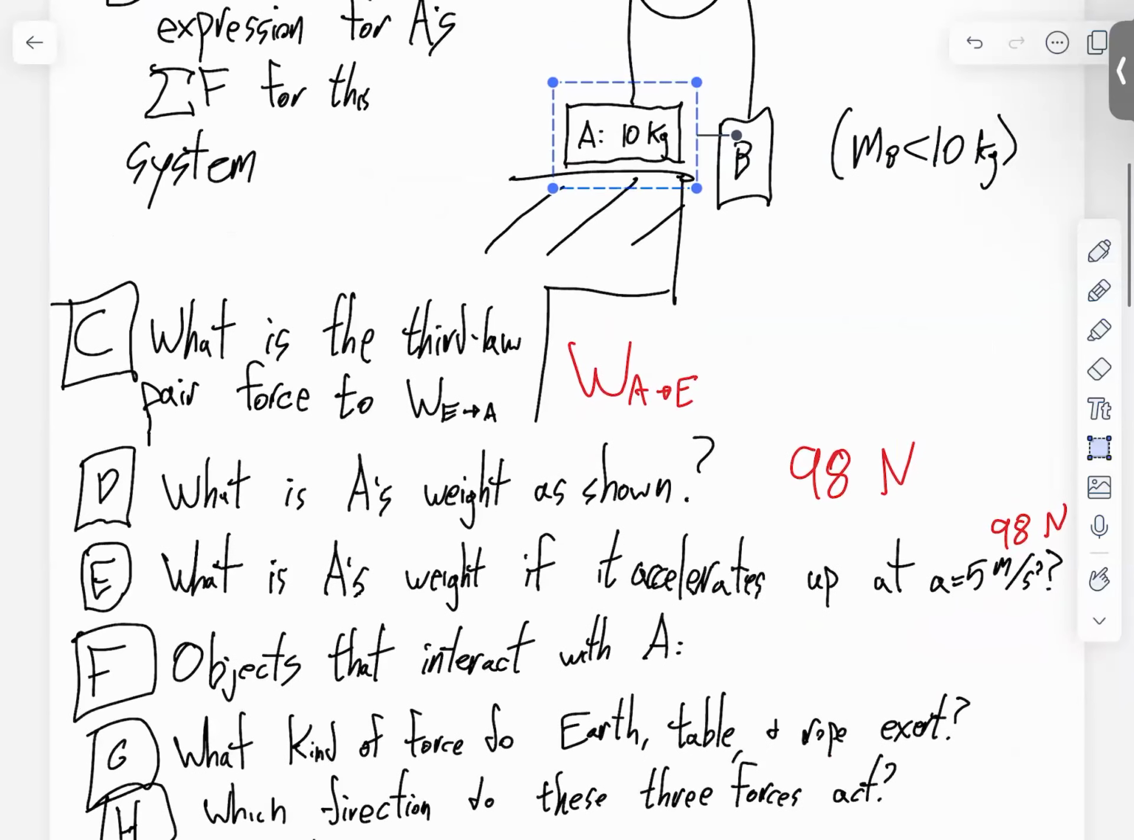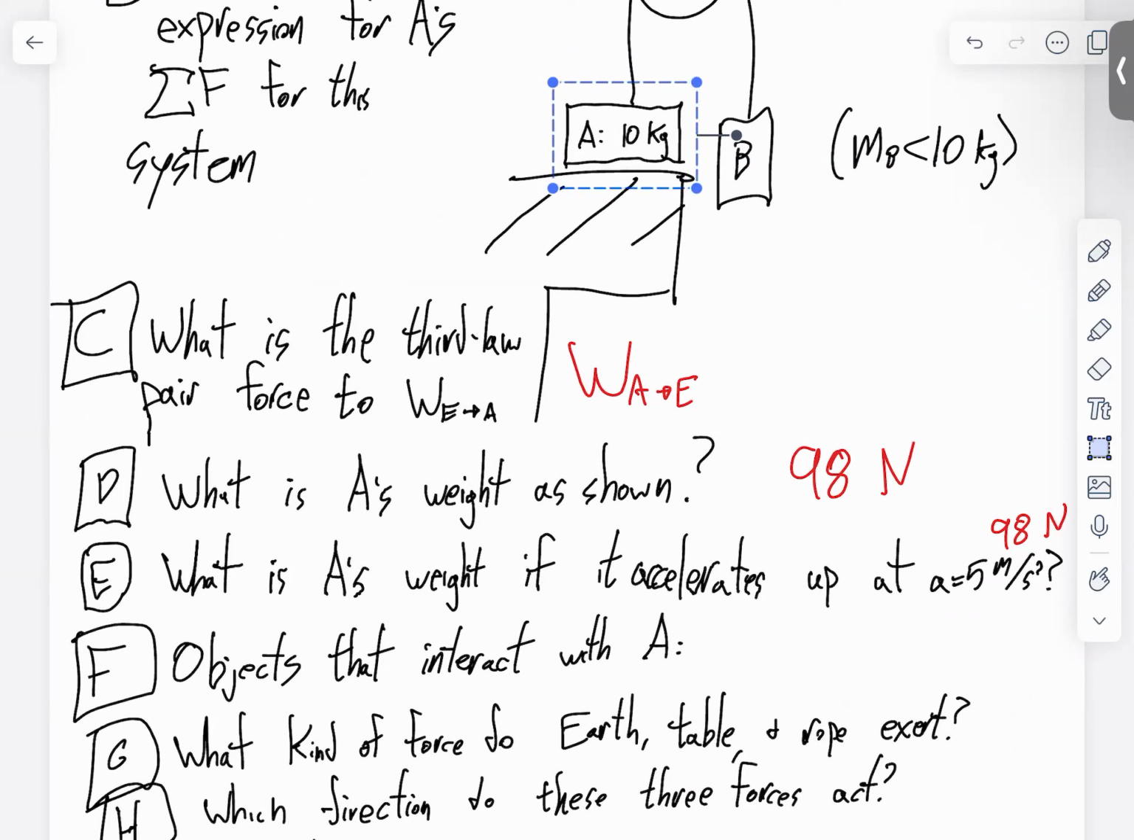Okay, questions G and H. Talk to your neighbors. Let's do it in this order: Earth, table, rope. What is the manner of force? Normal, tension, friction, drag, weight, and so on. What kind of force? In that order, I want 3 letters.